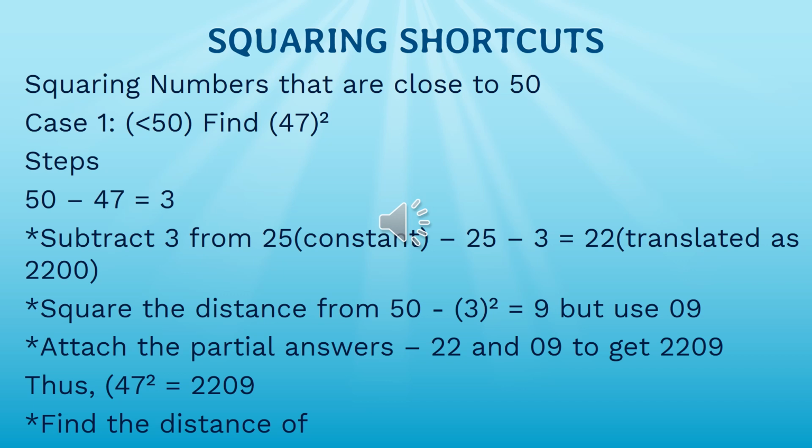Next we subtract 3 from the constant. Again, we will use 25 as our constant, since 50, or 5 squared, is 25. So 25 minus 3 is equal to 22, which can also be translated as 2,200 by attaching two zeros. Next step is to square the distance. The distance that we identified is 3. 3 squared is 9. Adding 9 to 2,200, we will have a sum of 2,209. Now, we can also attach 9 to 22, and we will still get the same answer, which is 2,209. In this case, 9 is a one-digit number, so we need to attach a 0 before we attach 9 to 22.